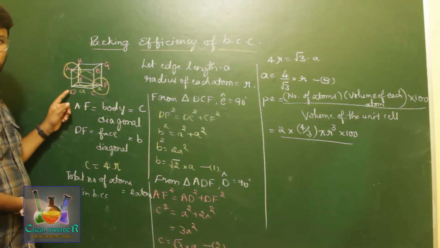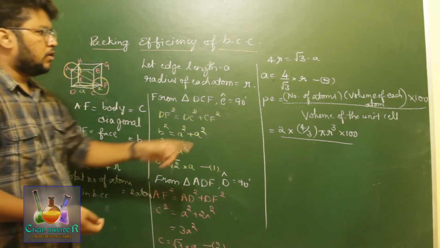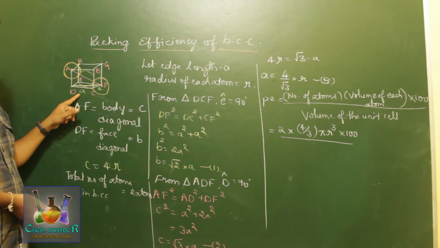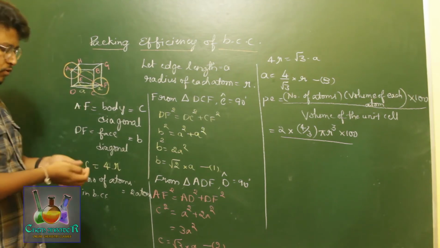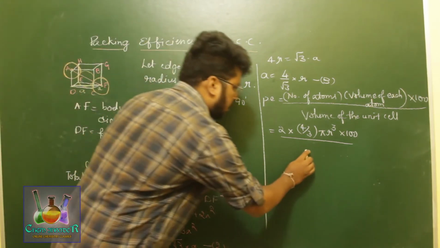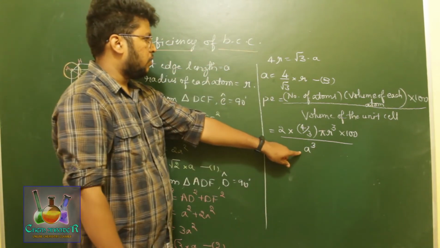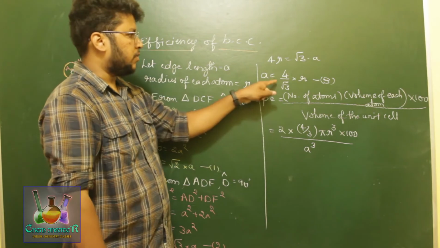Now for the volume of the unit cell, this is a unit cell of length A. Therefore the cube volume will be A cube. Okay. So now substitute the value of A from equation 3.